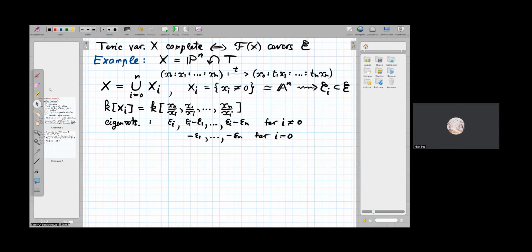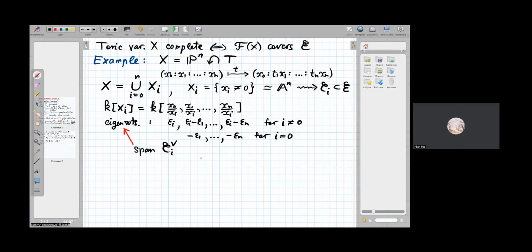And as we have seen before, these eigenweights span the dual of the cone Ci. Okay? And they even span the semi-group of lattice vectors in this dual cone. But in particular, they span this dual cone.